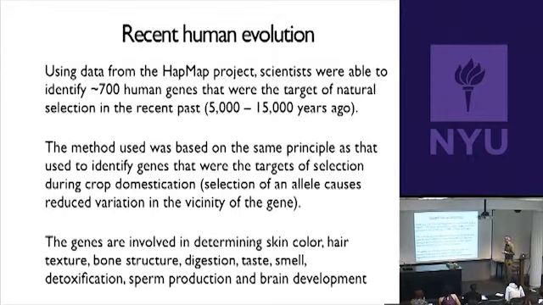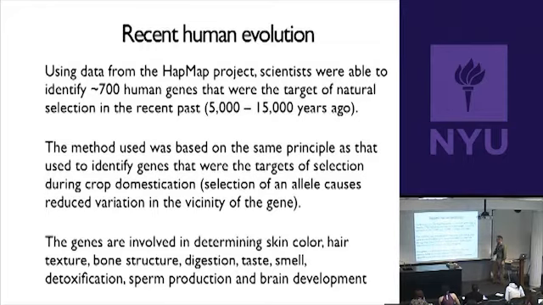And so there are about 700 human genes that show evidence of having been selected in the recent past. That is, that have a deficit of genetic variation around them. And by recent past, I mean about the time scale we were talking about with crop domestication, so 5,000 to 15,000 years ago. And as I said, the way that this inference was made was the same way you do it with domesticated crops, finding places in the genome where there's less variation.